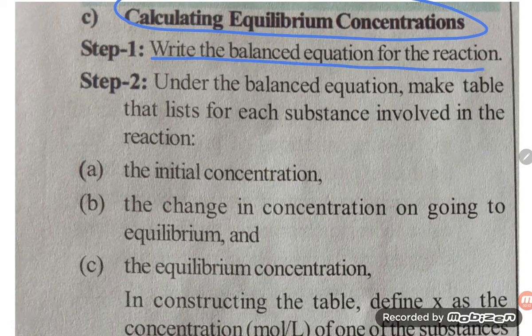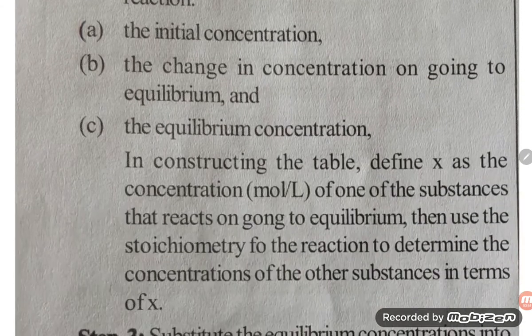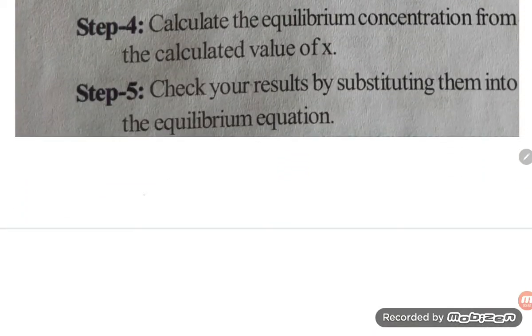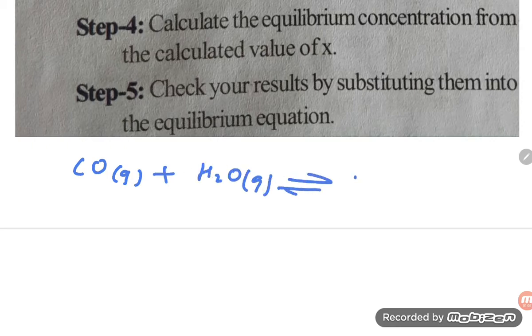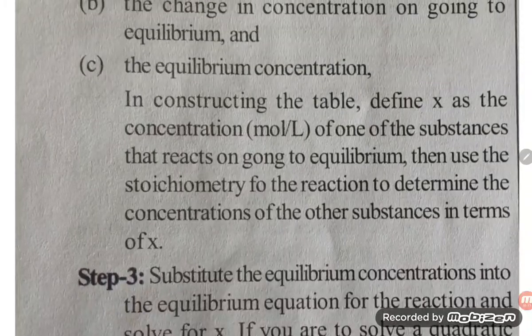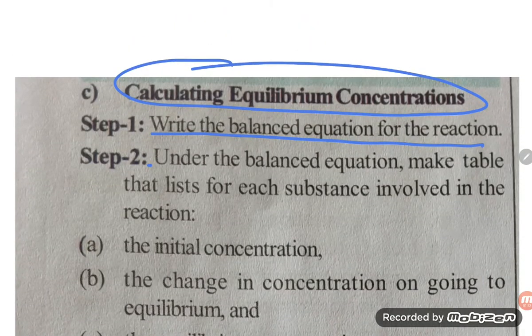Firstly, write the balanced equation for the given reaction. So let us have a look, student. We are writing the balanced equation. CO, this is a gas, plus H2O, this is also vapor, that is gas, gives CO2, this is also gas, and H2, this is also gas. So what is the next step, student?